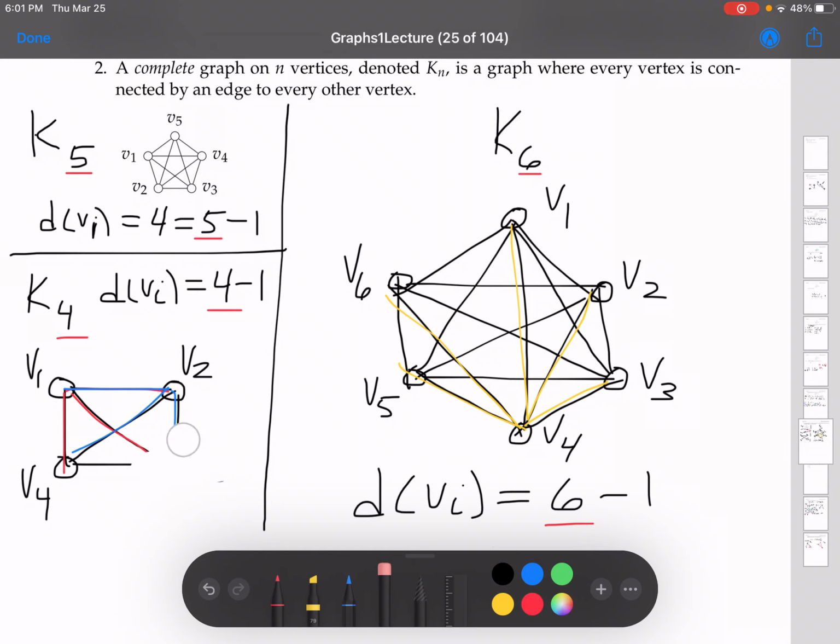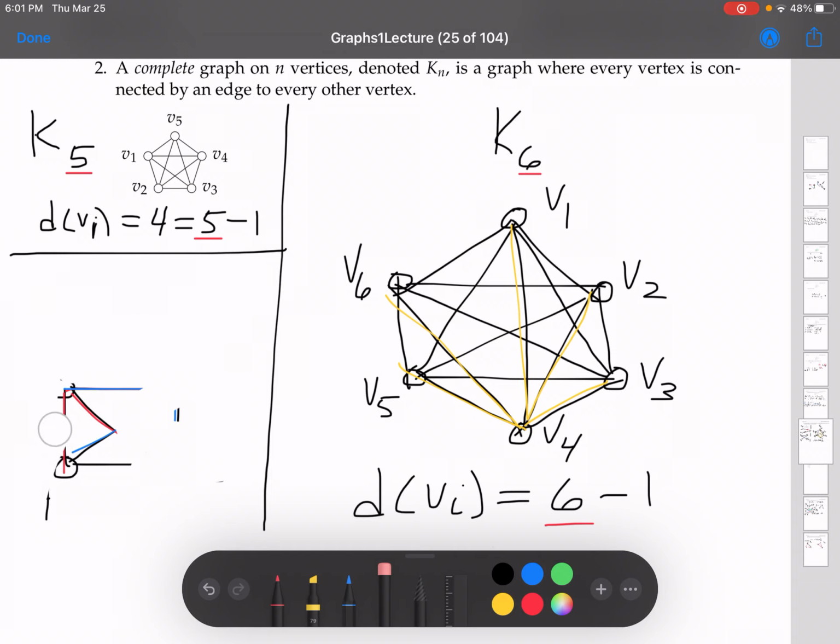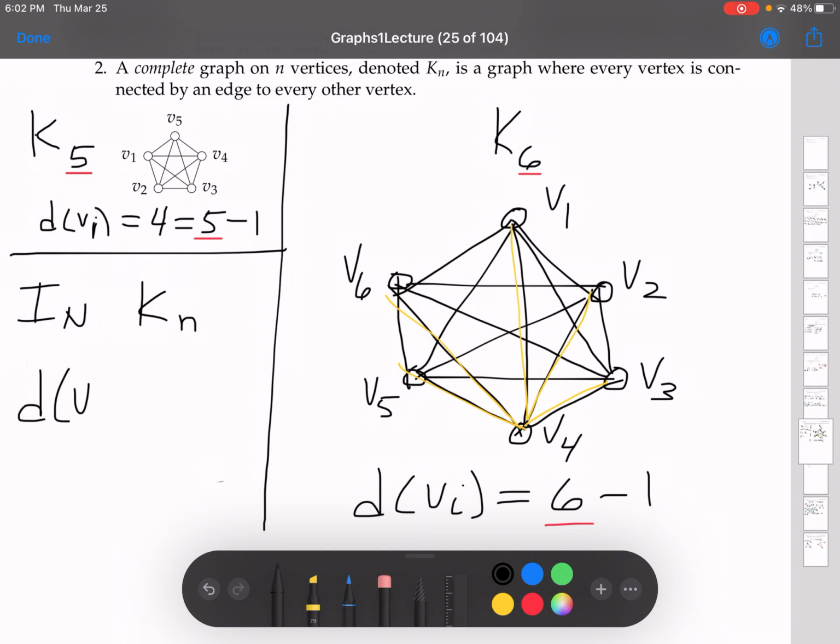So how about in general? How about for a general n, where n is a positive integer? In Kn, the degree of Vi is going to be n minus 1. And this is true for the same reasons that we saw in K6, in K5, in K4. Right? This goes along with this.